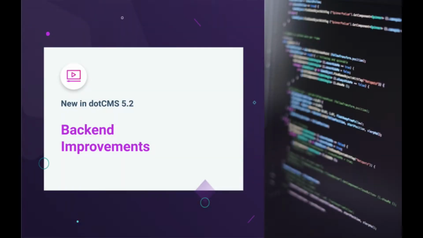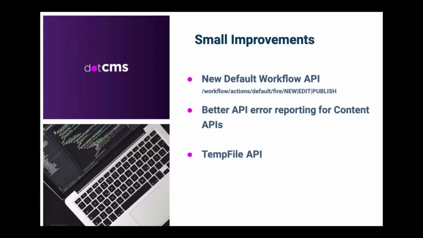dotCMS 5.2 also has a lot of smaller things specifically targeting developers and the management of dotCMS. For example, 5.2 has a new default workflow endpoint, and this default workflow endpoint takes 3 different parameters. It takes new, edit, and publish. And when content is pushed to this new workflow endpoint, the new or edit or published, it's going to map those actions to the workflow action that's been mapped in the system.